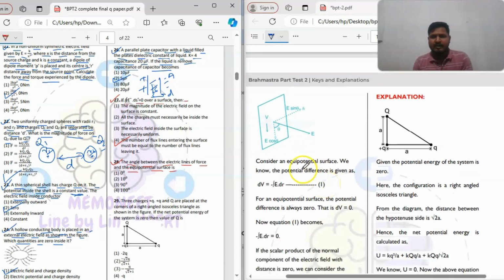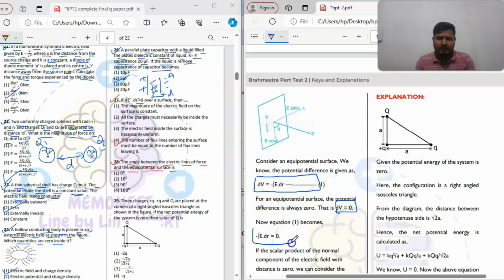So we know the relation between the potential and the electric field is dV is equal to integration minus E dot dr. Since this is the equipotential surface, what do we observe? On the equipotential surface, there is no potential difference. It means the potential difference is always zero, that is dV is equal to 0. So the whole quantity will be equal to 0.